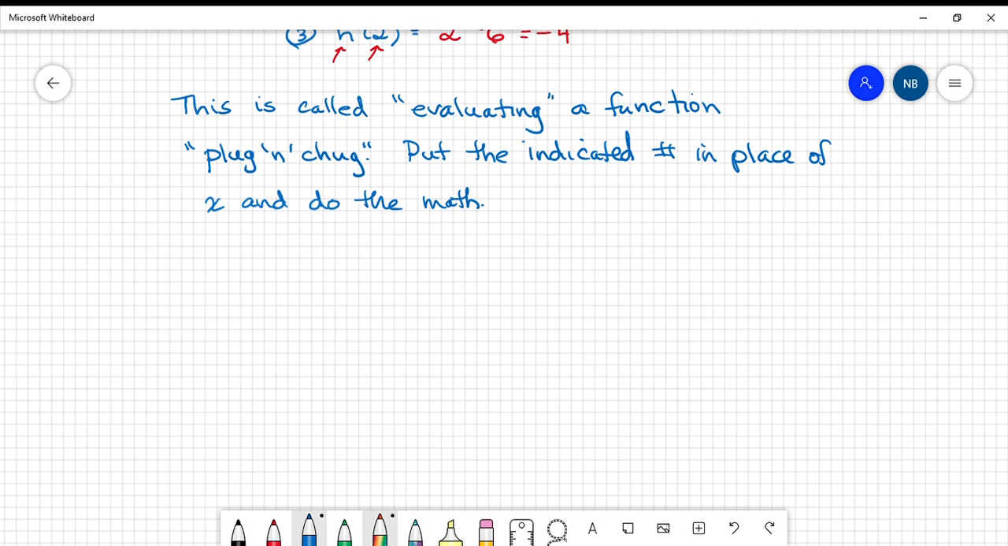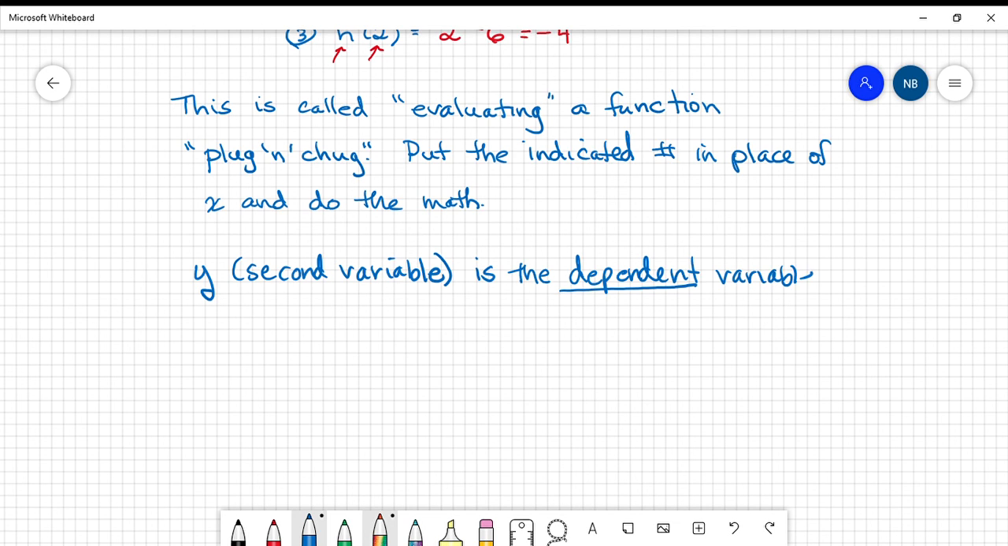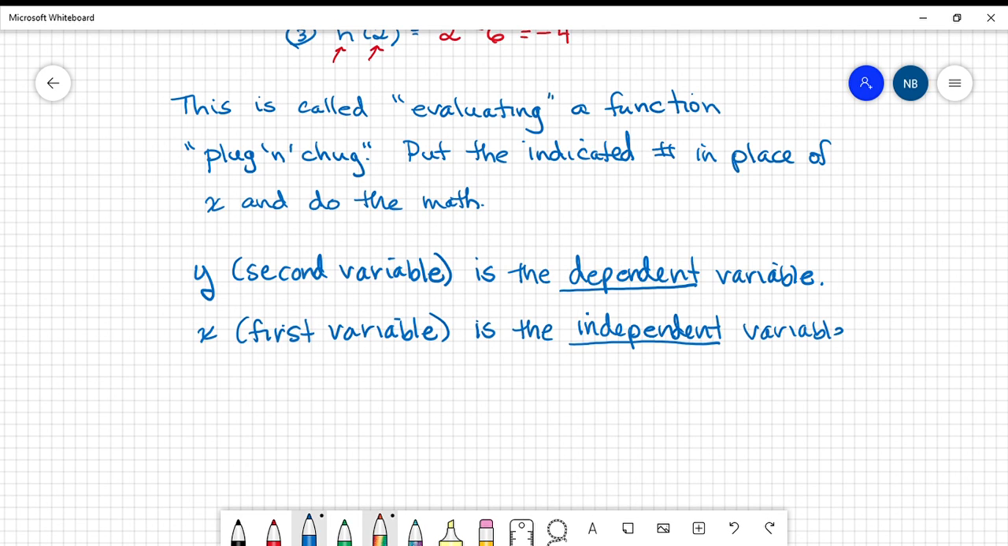Because the value of y depends on x, we say y, or more generally, the second variable, is the dependent variable. And we say x, or more generally, the first variable, what's the opposite of dependent? Independent. So x is the independent variable. We can also call y the output, and we can call x the input. So we put the number for x in, we do the work, and out comes the value for y.